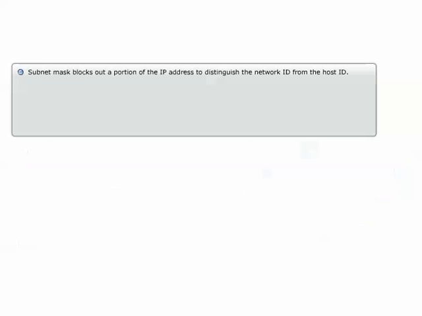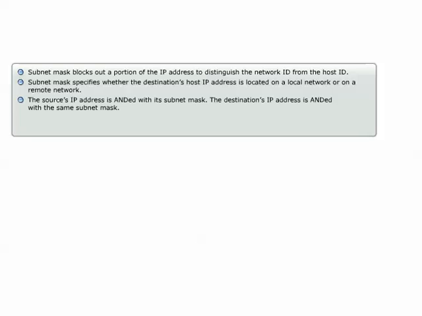Subnetting blocks out a portion of the IP address to distinguish the network ID from the host ID. The subnet mask specifies whether the destination's host IP address is located on a local network or on a remote network. The source IP address is ANDed with its subnet mask. The destination's IP address is also ANDed with the same subnet mask. If the result of both ANDing operations match, the destination is local to the source. That is, it is on the same subnet.